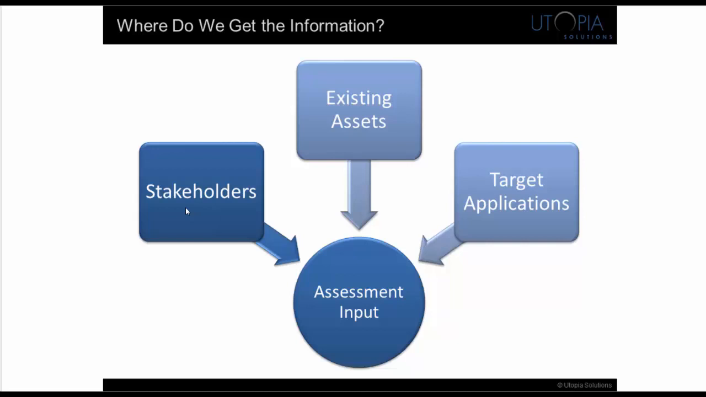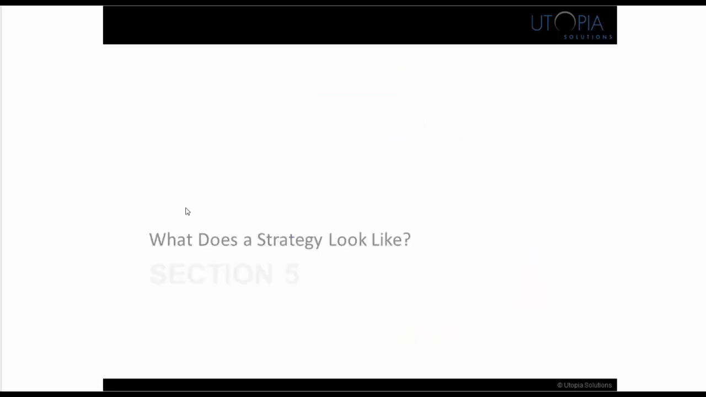So once we understand what we have to look at, we actually have to get the information, and typically it comes from the stakeholders, the people that have a stake in test automation actually succeeding and giving back that return on investment. We inspect existing assets. If it's existing test automation assets, we look to see how that can be extended to mobile. And of course, we look at the target applications to understand their technology and how our tool might be able to support it best.